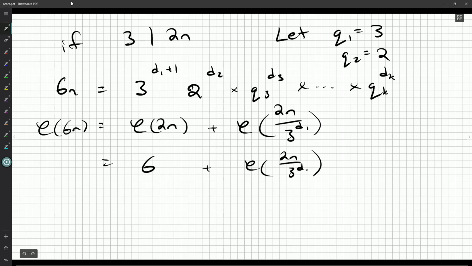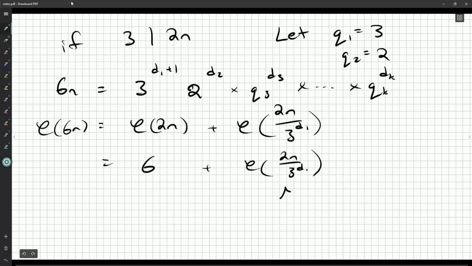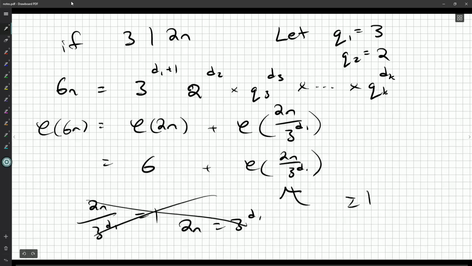Now we want to do better than 12. As I already remarked here, we can get it exactly equal to 1 if 2n over 3 to the d1 is equal to 1, but that's not going to happen, because then 2 times something would have to be a power of 3, and that never works. So this is at least 2, so we can get at least 8. The question is, how can we do that? Can we get 8, or do we need more?